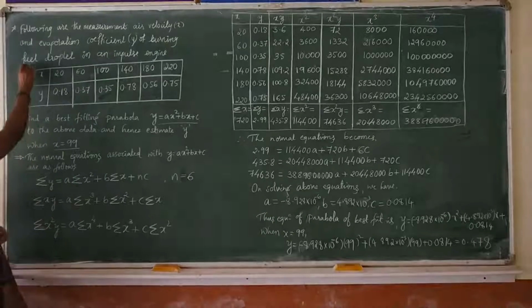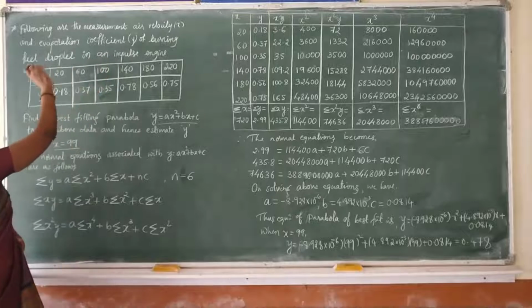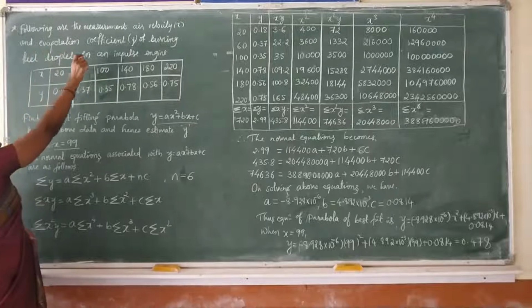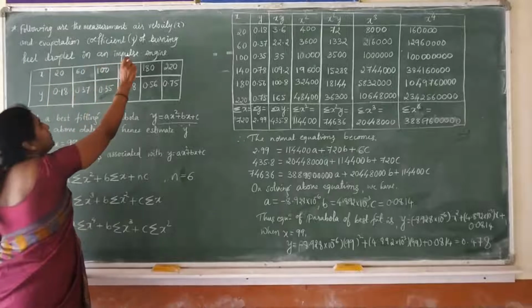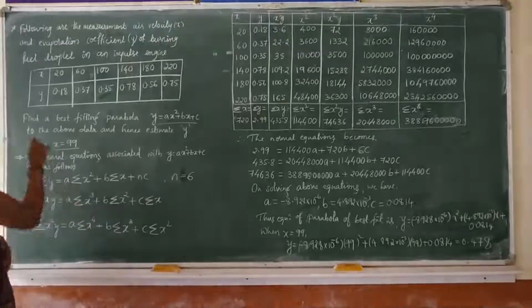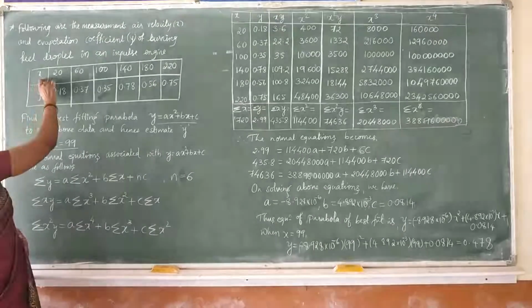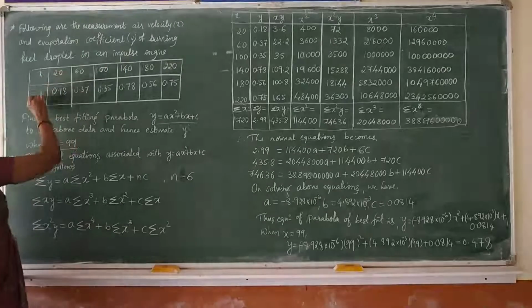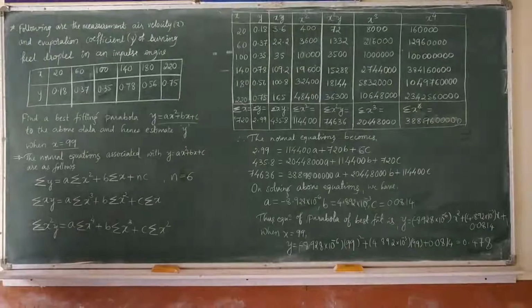Okay, we'll start the next example. Following are the measurements: air velocity in x and evaporation coefficient in y of burning fuel droplet in an impulse engine. Here x and y values are given. Okay, this is a model question problem. Here x means air velocity, y means evaporation coefficient of an impulse engine they have given.